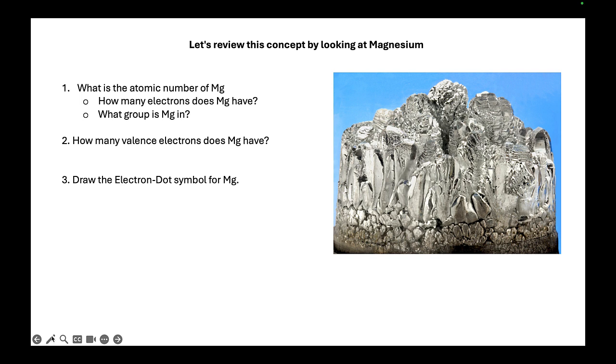So when we think about magnesium as an alkaline earth metal on the periodic table in group 2, and you can see it pictured over here to the right, it's a metal, so it's shiny, all of those properties of metals that we've talked about. And we can gather some information about it, like its atomic number, how many electrons it has, what group it's in, how many valence electrons, and then we can work to draw the electron-dot symbol.